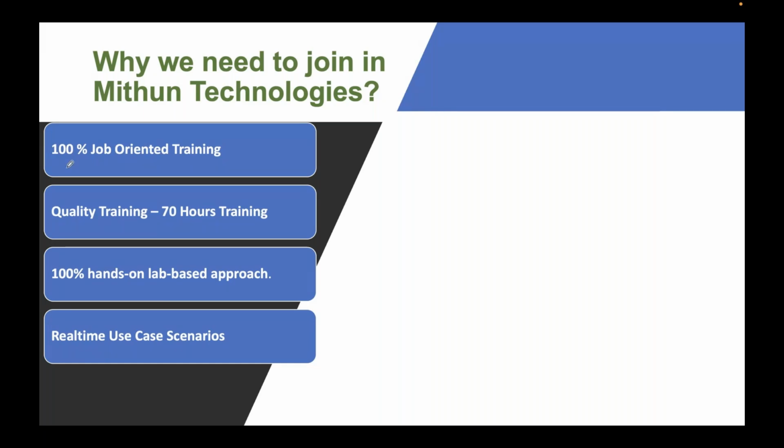100% job-oriented training. We cover all the real-time use case scenarios: how you can do it in your company, what requirements you will get, and how you are going to solve all these things. Quality training and quantity training also. It's 70 plus hours of Terraform, with a 100% hands-on lab-based approach. Whatever we teach, we give assignments and share the same scripts with you. You can run them or use the scripts as a reference, create your own and run them.